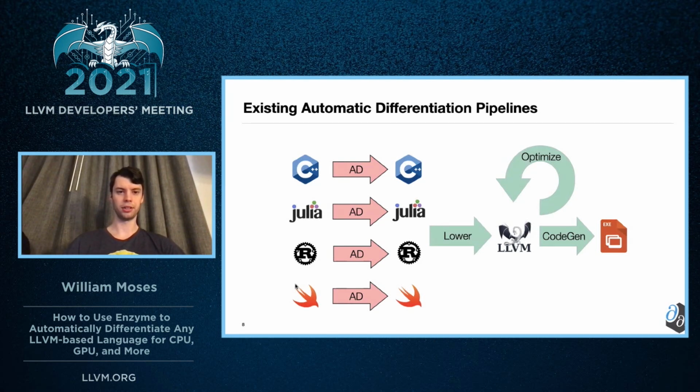you have your original source code that you want to differentiate. You have your tool that works for your given language that takes that language as an input, outputs new code in that same language, and then it runs through the standard compiler pipeline down, in this case, through LLVM and subsequent optimizations.